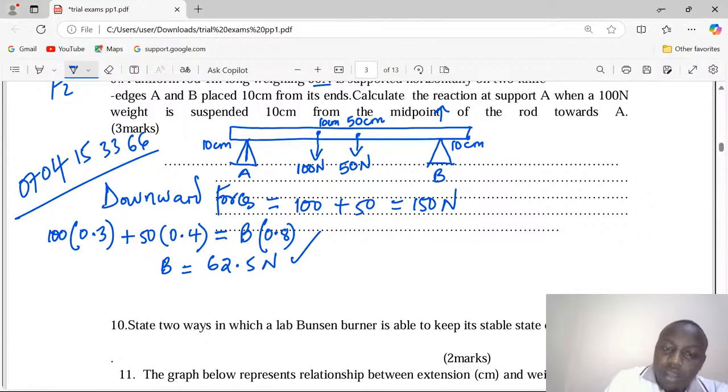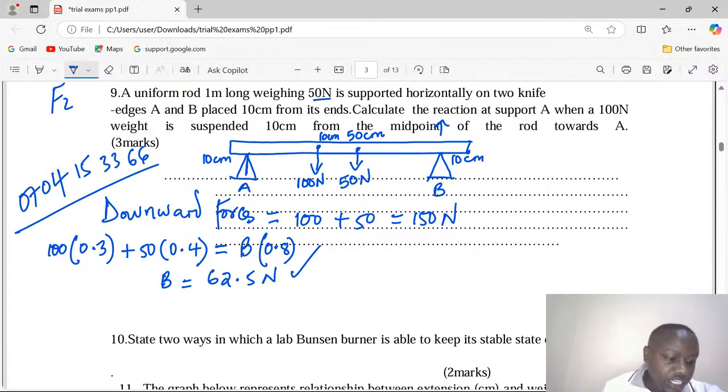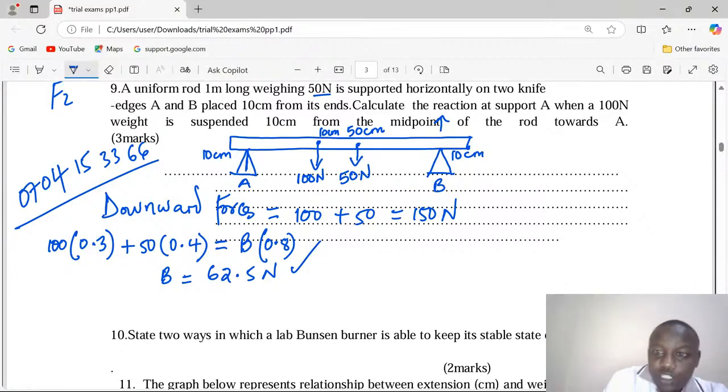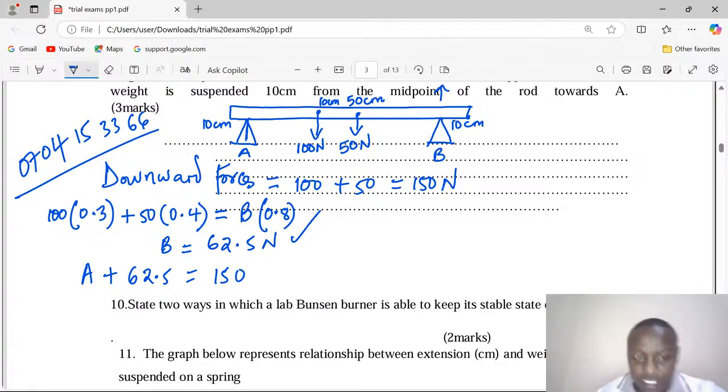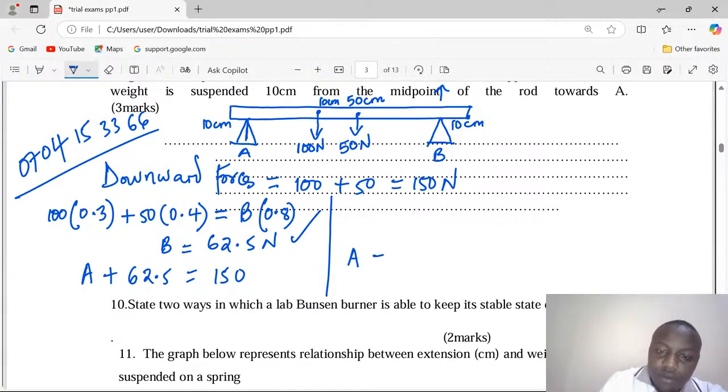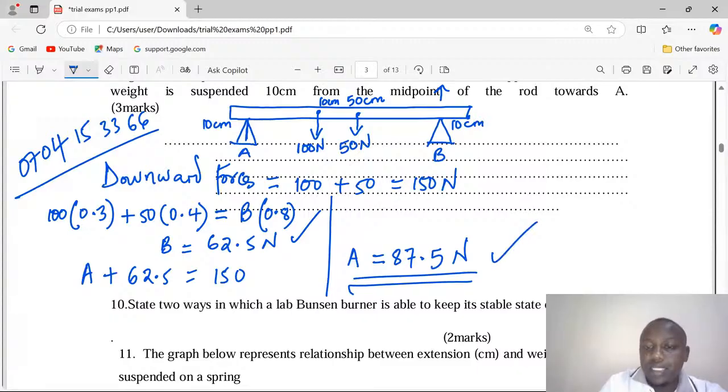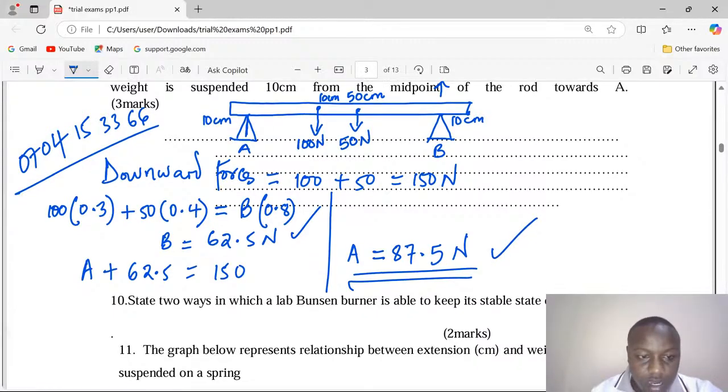62.5 Newton. Once you get that reaction, now you will say that total upward forces should be equal to the total downward forces. So the reaction at A plus the reaction at B should give us the total downward forces, because those two reactions are the upward forces. And the reaction at A is going to be exactly 87.5 Newton.